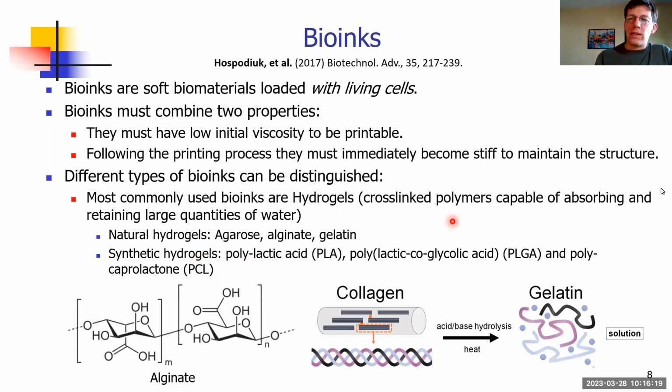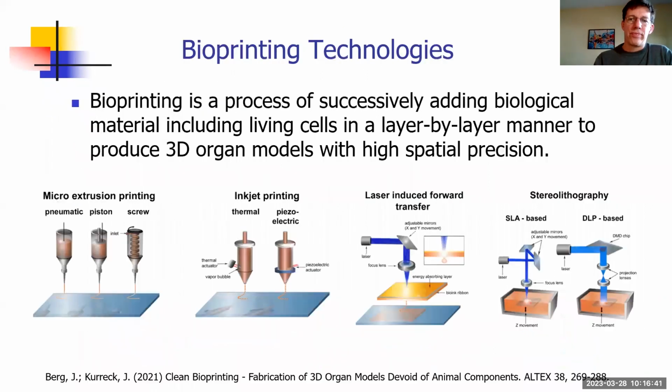Here are, as I said, two typical examples. The alginate, it's a polysaccharide, and gelatin, which is the denatured form of collagen, so what is present in the extracellular matrix. And many studies use mixtures of alginate and gelatin for the bioink.